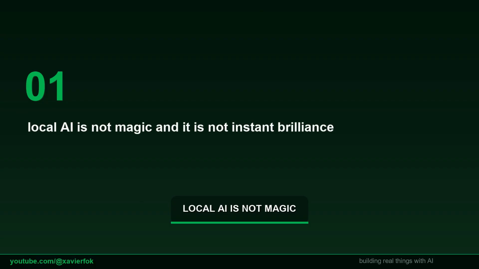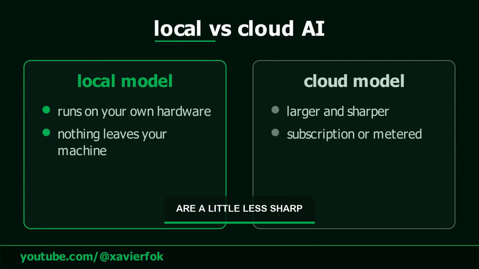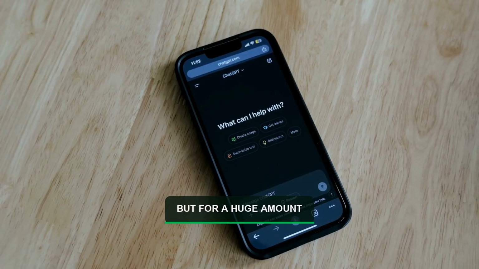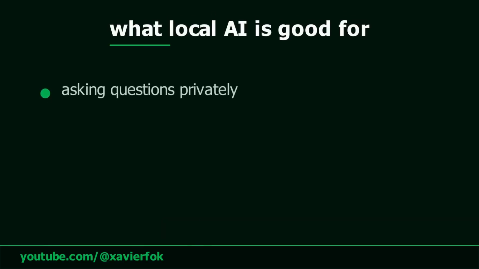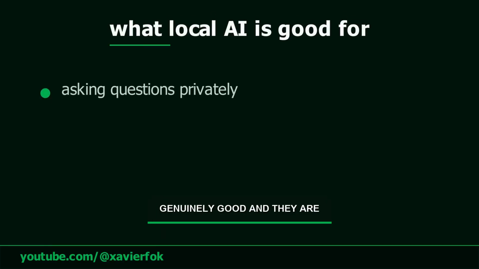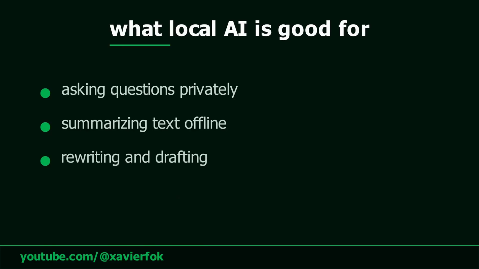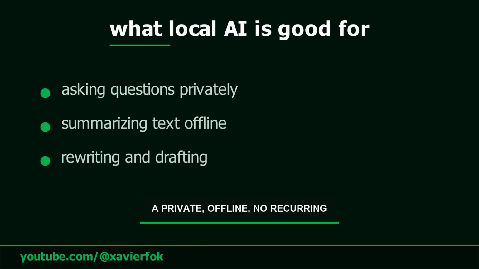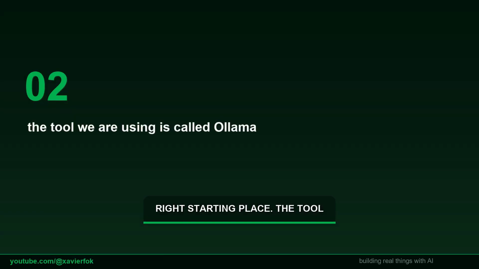Local AI is not magic and it is not instant brilliance. The models you run at home are smaller than the giant cloud ones, so they are a little less sharp on hard tasks. But for a huge amount of everyday work, asking questions, summarizing, rewriting, drafting, light coding help, they are genuinely good and they are completely yours. Nothing leaves your machine. That privacy and that independence is the whole point. So if your goal is a private, offline, no recurring cost assistant for ordinary tasks, this is exactly the right starting place. The tool we are using is called Ollama.